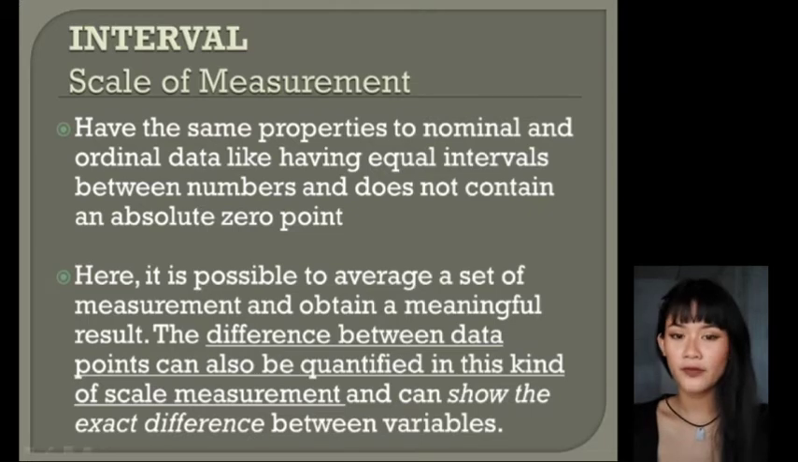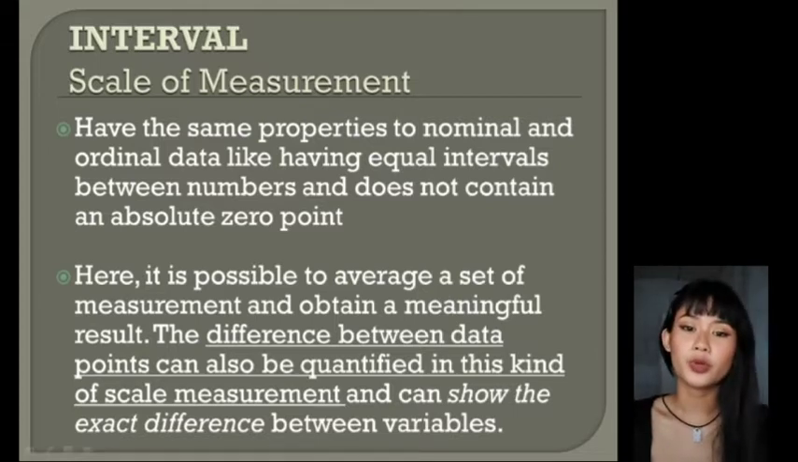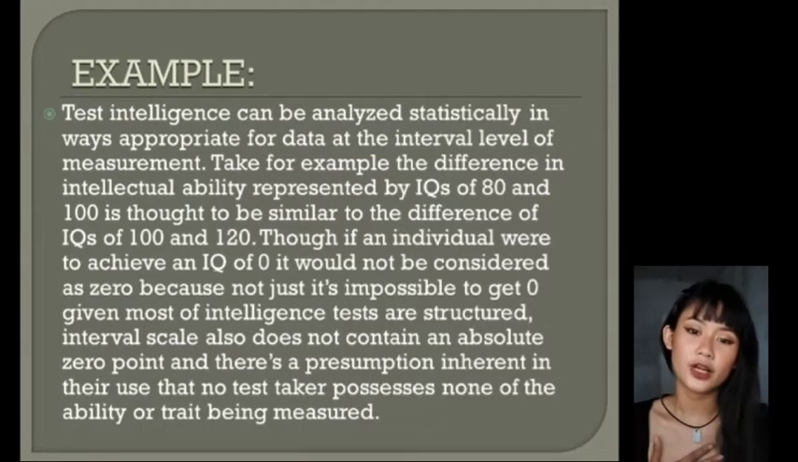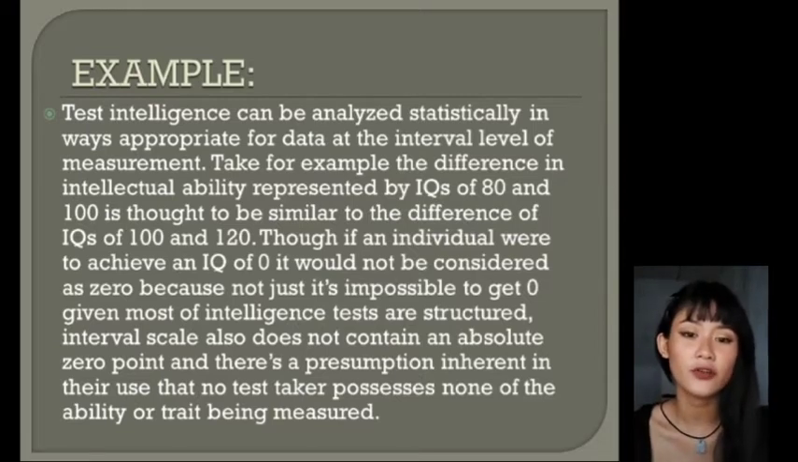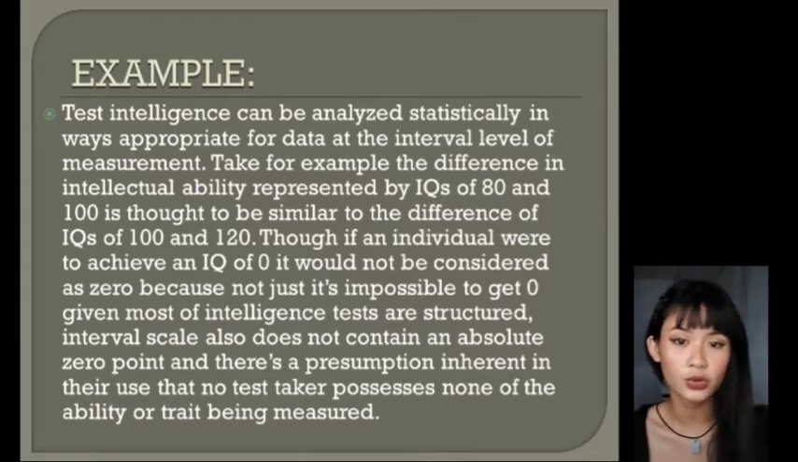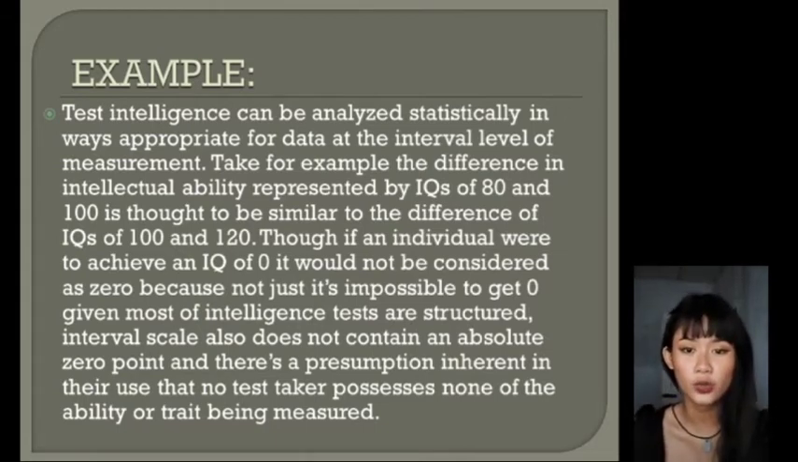In an interval scale, it is possible to average a series of measurements and obtain a meaningful result. The difference between data points can also be quantified in this type of scale measurement and can show the exact difference between variables. For example, the test of intelligence can be analyzed statistically in ways appropriate for the data at the interval level of measurement. Take, for example, the difference in intellectual ability represented by IQs of 80 and 100 is thought to be similar to the difference of IQs of 100 and 120.